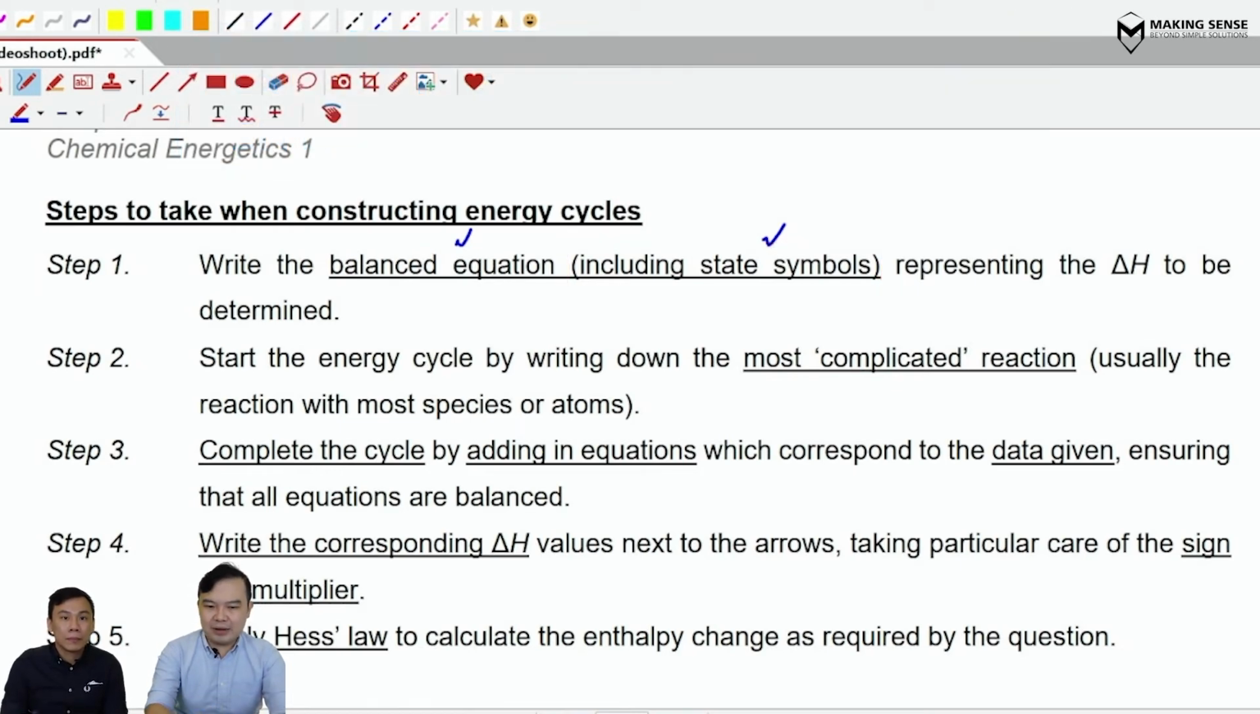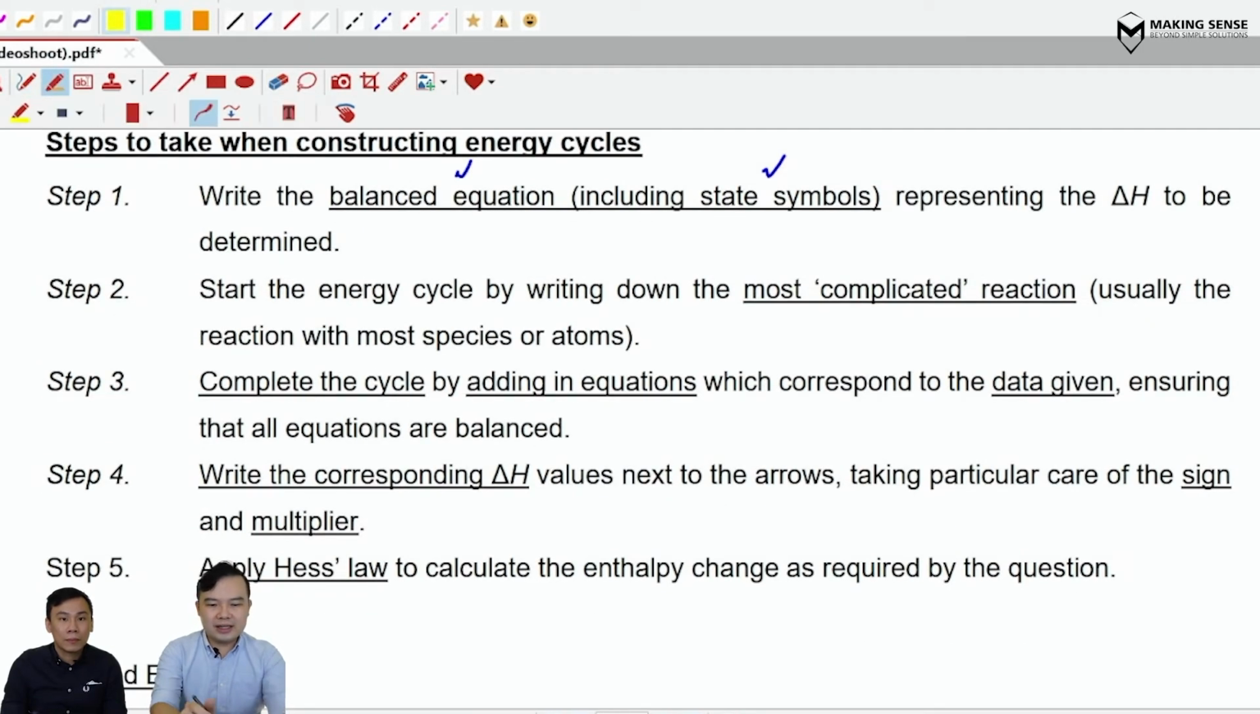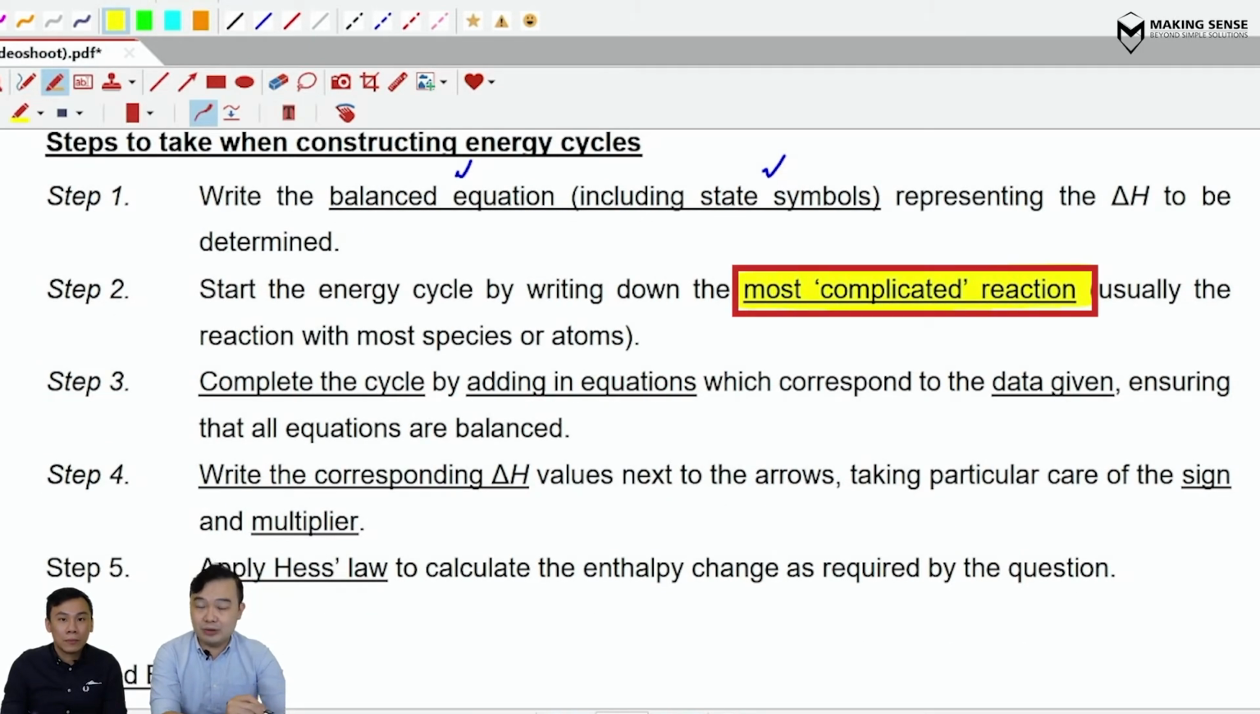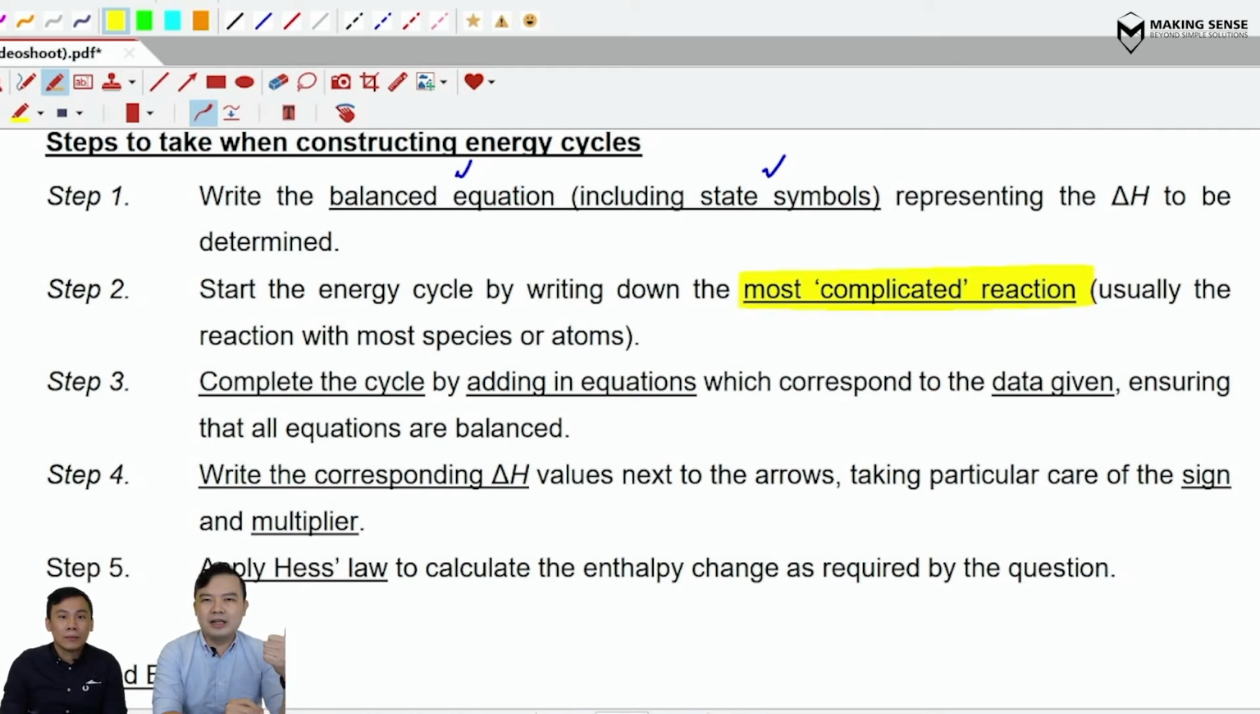Now the second step is going to be a bit new for you. We're going to start off with the most complicated equation. What do I mean by that? Generally, the most complicated equation should be the one that probably has the most number of atoms, or the stoichiometry is going to be the largest.